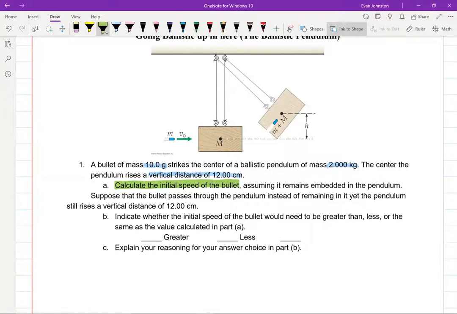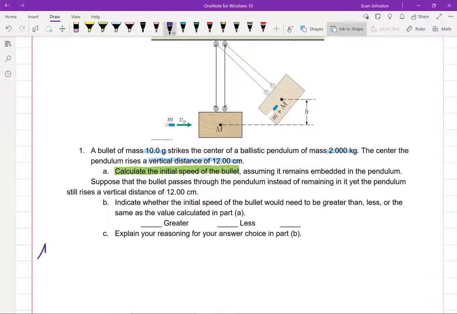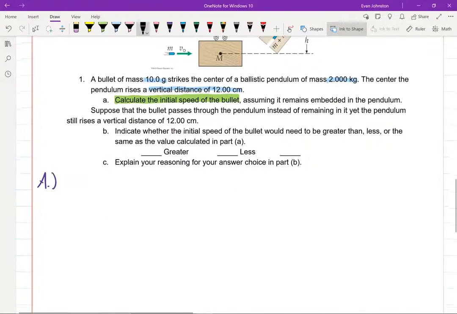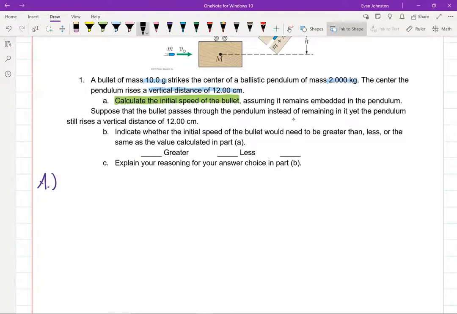And then it asks us, suppose the bullet passes through. Okay, let's just do part A first. So we have A, and we're in the midst of a momentum unit. So maybe we just need to apply conservation of momentum. And just for the sake of saving space on my page, I'm just going to split down part of it here.